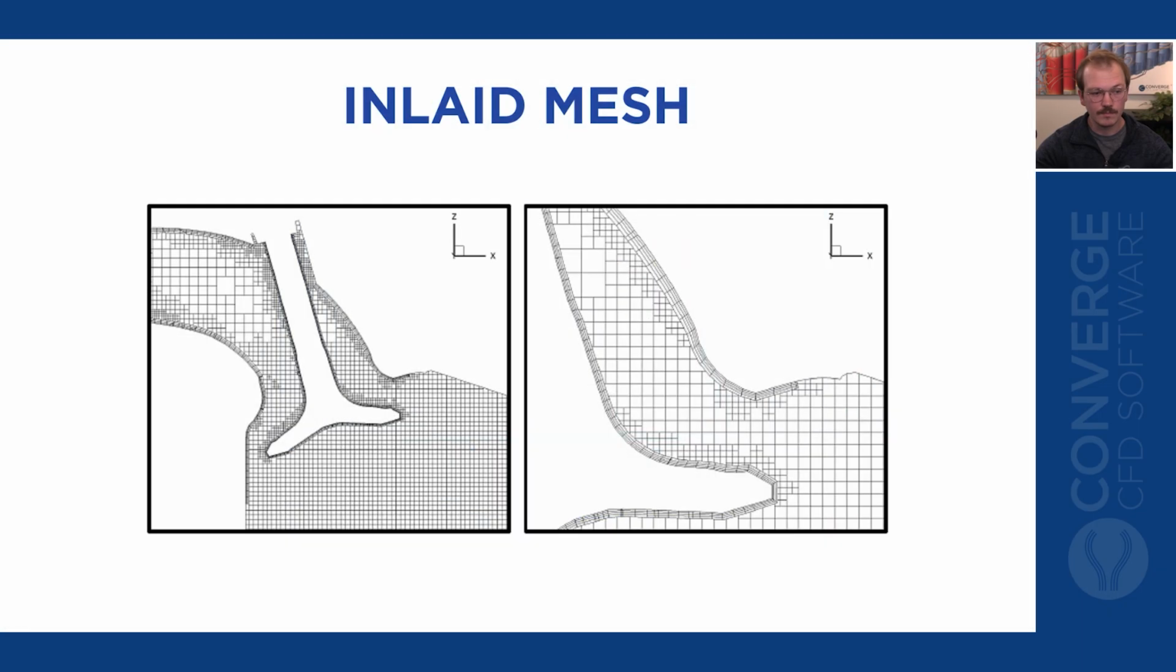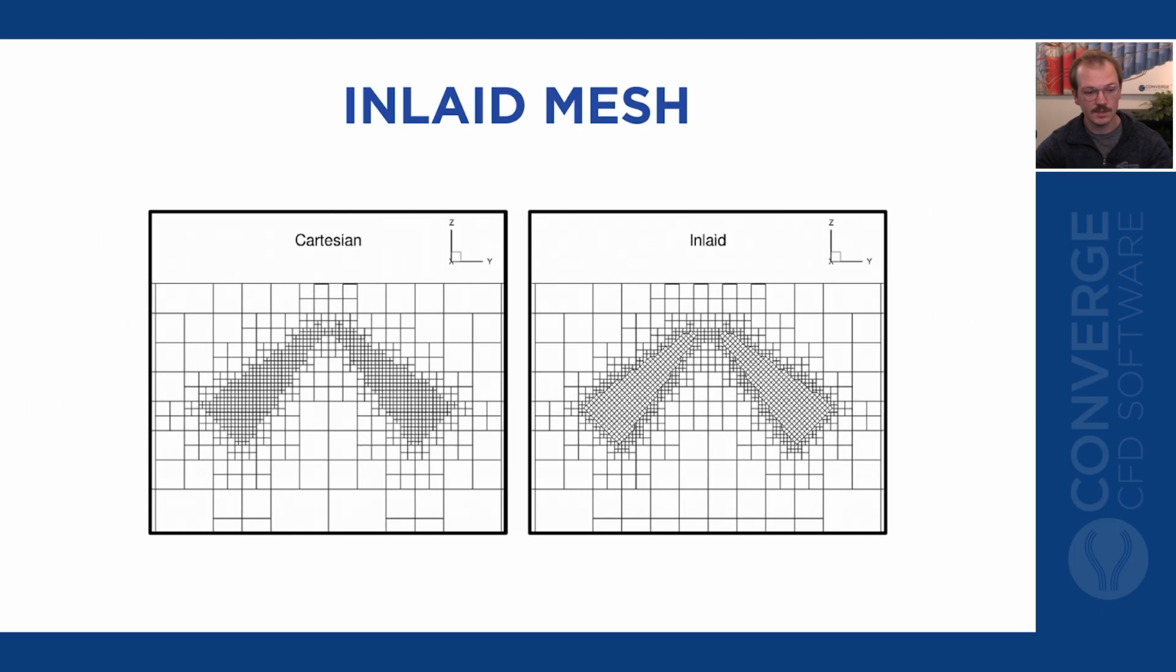In this example, we can see how an inlaid mesh is utilized around the boundary of a valve to more accurately predict the flow behavior near the wall. And in this example, it's used to better capture the spray coming out of the nozzle, since the cells are more aligned with the direction of the nozzle compared to the Cartesian mesh.